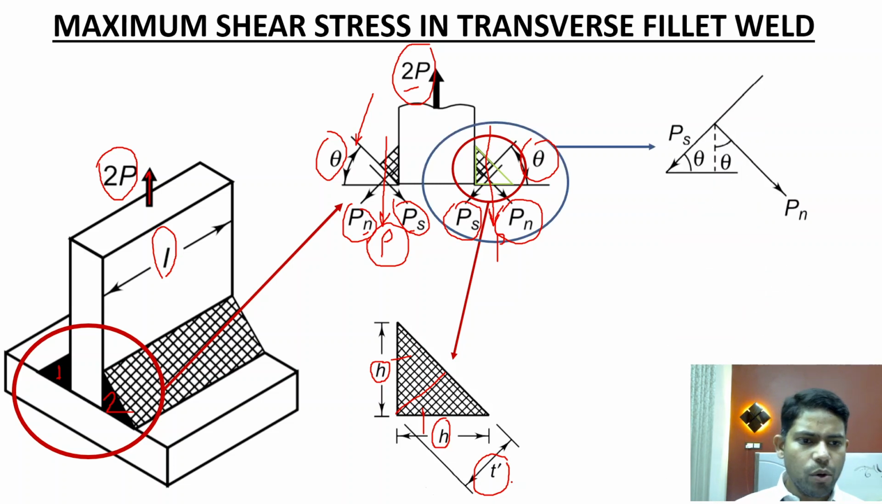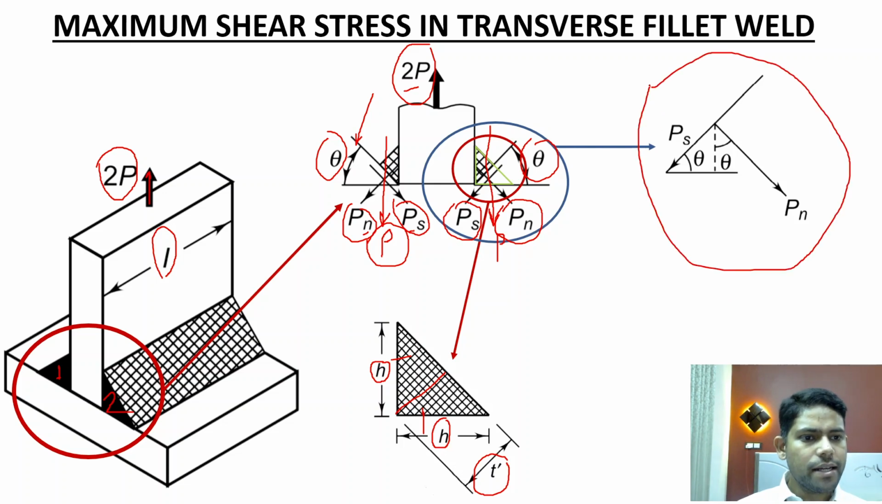Now an enlarged view of the free body diagram, or the forces, is shown over here. This figure shows you the forces acting inside the weld. Now you can see that PS is the force acting at an angle of theta with the leg dimension. Force PS is parallel to the plane which is inclined at an angle of theta. That's why this force PS is inclined at an angle theta with the leg dimension.